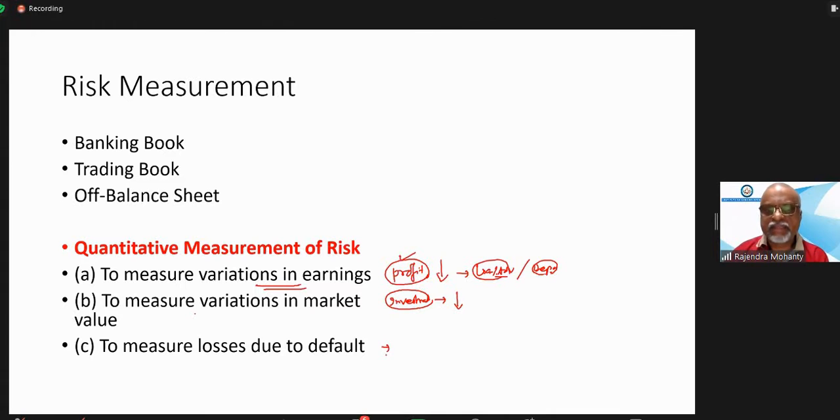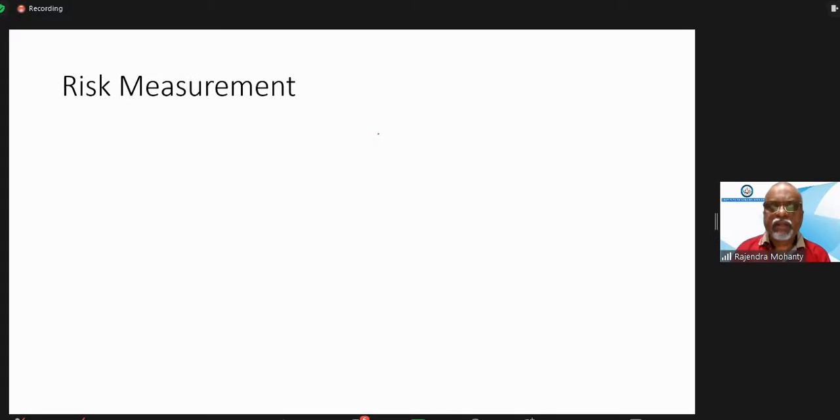And the third thing is to measure the losses due to default. Default might happen in loans and advances or in the investment portfolio also. At that time also loss will happen. So how will these things be measured? All this measurement is done under risk management, step number 2. So you have to measure these things. This measurement is done by different methods.